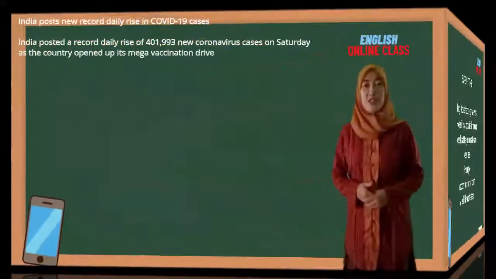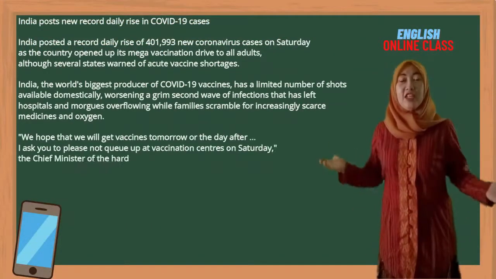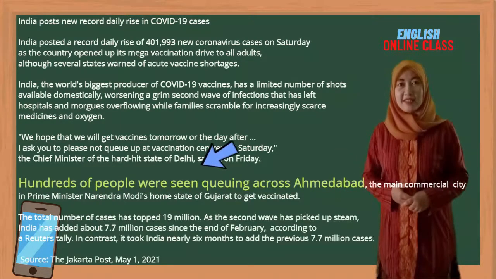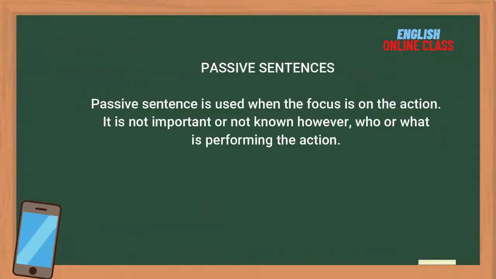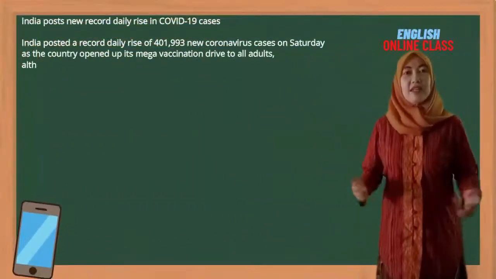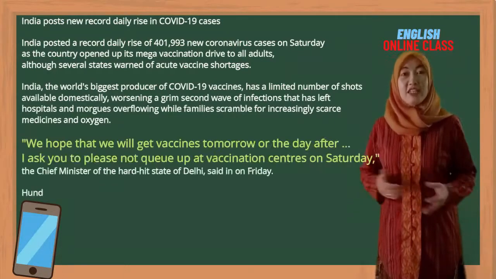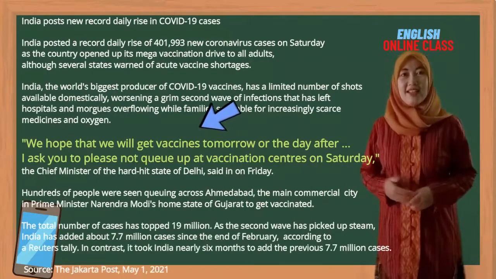The next language feature is the use of passive sentences. In a news item text, we can find so many passive sentences. Let's take a look at the example. Last but not least, the language feature that sometimes we can find in news item text is the form of direct sentences. Here is the example.